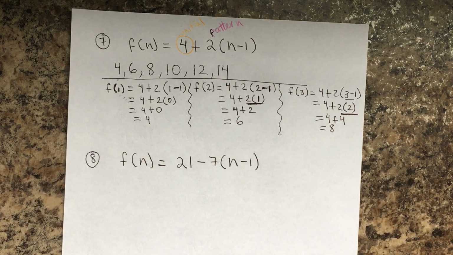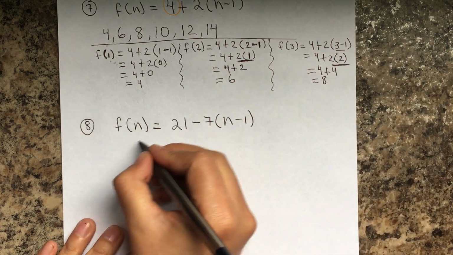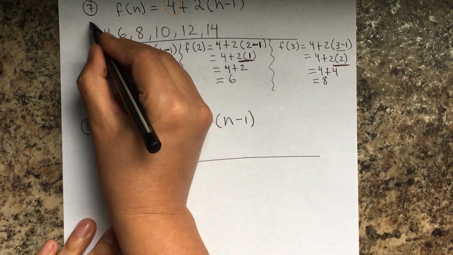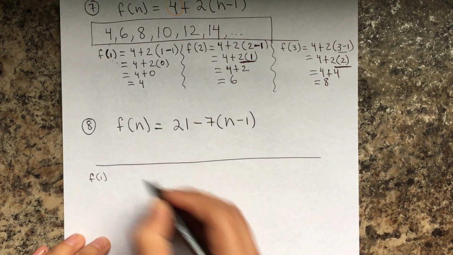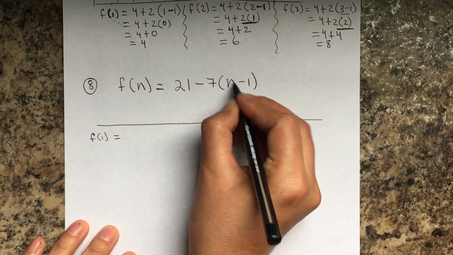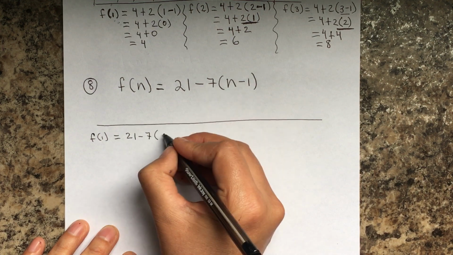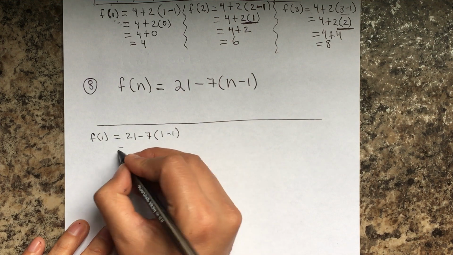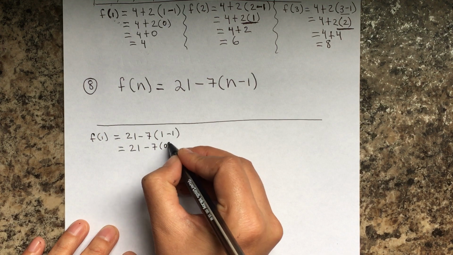One last one. Hopefully I don't run out of battery, but if I do, just make sure you do 5.5. Okay, so I'm going to leave space for my sequence in there, and so f of 1 is equal to 21 minus 7, and I just replace the n with 1 in there. So 21 minus 7 times 1 minus 1. So 21 minus 7, and 1 minus 1 is 0.